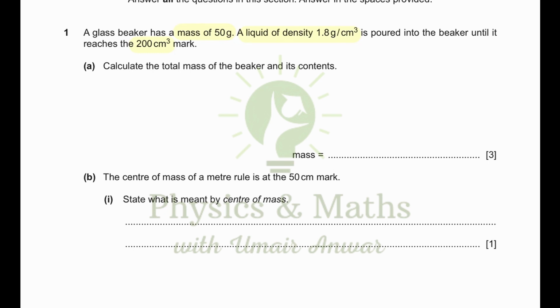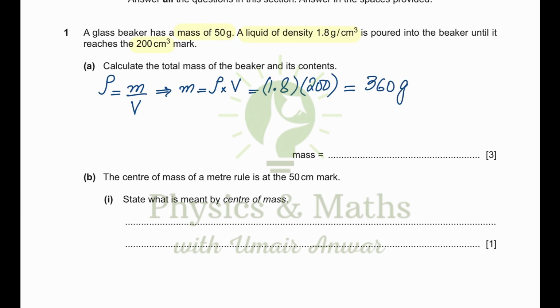So the formula which relates density, mass and volume would be used here. I'm writing rho is equal to m upon v. So mass would be equal to the product of density and the volume. The density of the liquid is 1.8. The volume of the liquid is given to be 200 centimeters cube. So the answer is 360 grams.